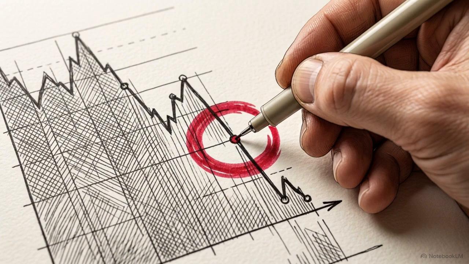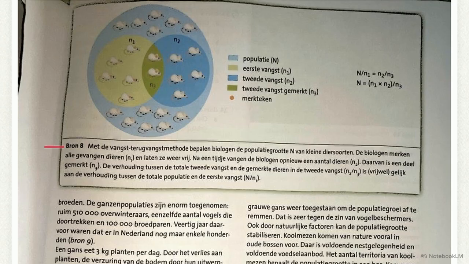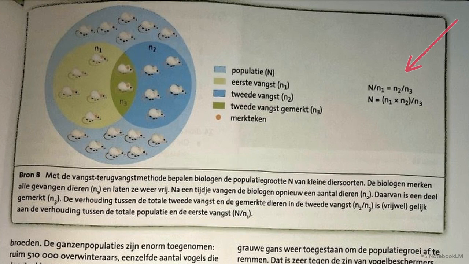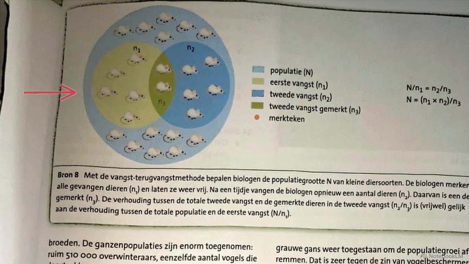a specific population. Biologists use the vangst-terugvangst method to estimate population sizes when they cannot count every individual. The calculation relies on the formula N equals N1 times N2 divided by N3. Here is how you apply it. N1 represents your first catch. You trap a specific number of animals, mark every single one of them, and release them back into the habitat.